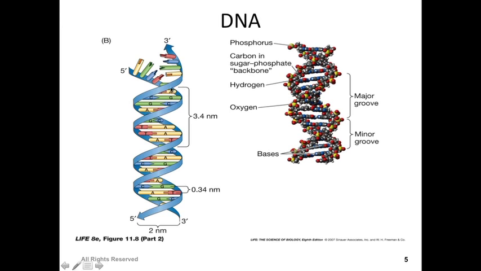So from here to here, it is 10 bases, and the total distance of 10 bases is 3.4 nanometers. So 10 bases are equal to 3.4 nanometers. It means between each base, the physical distance is about 0.34 nanometer, right?